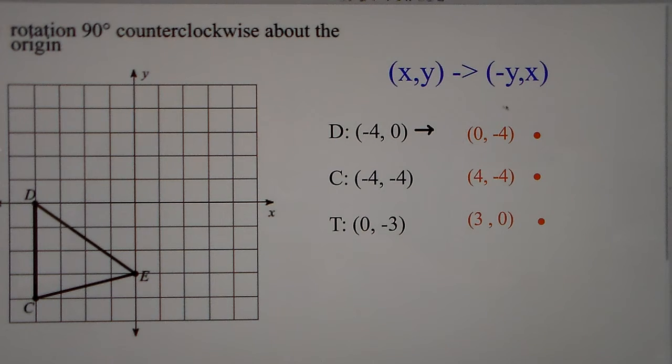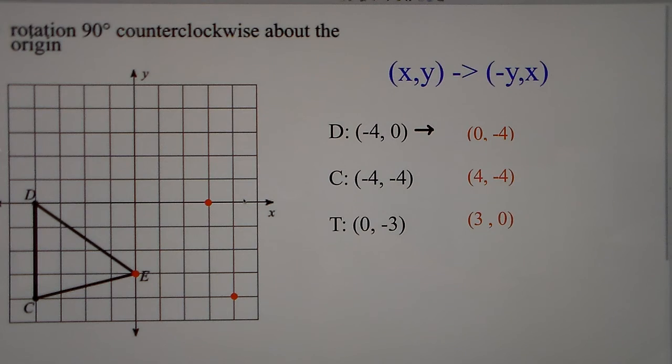Now that I got my D prime, C prime, and T prime, we are then going to plot them. So we have 0, negative 4. So 0 left or right, 4 down. That's my D prime. My C prime is 4 to the right, 4 down. That's my C prime. And my T prime is 3 to the right, 1, 2, 3.